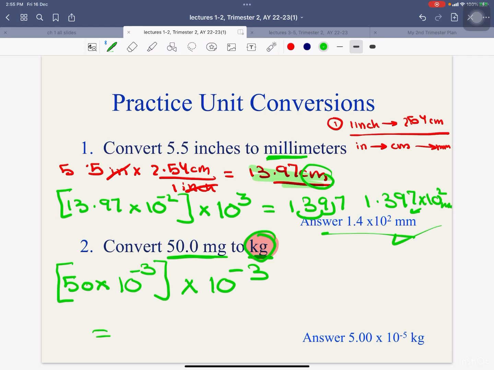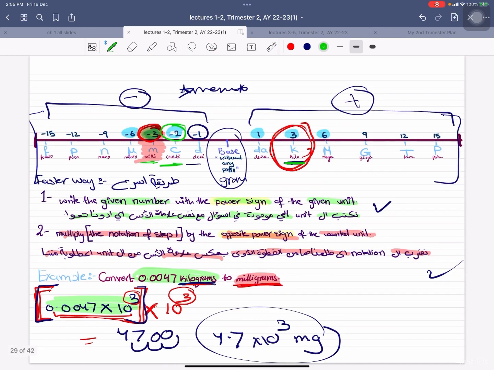What answer do I get here? 5 times 10 to the power of negative 5. I got the same answer in the calculator, in kilograms. Okay, so I hope this technique will help you in the exam.